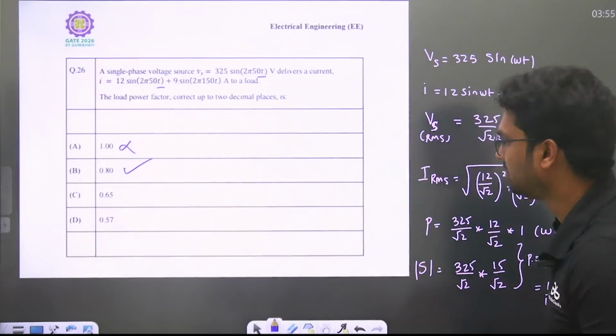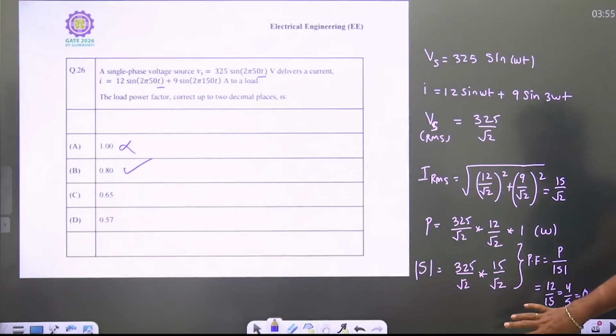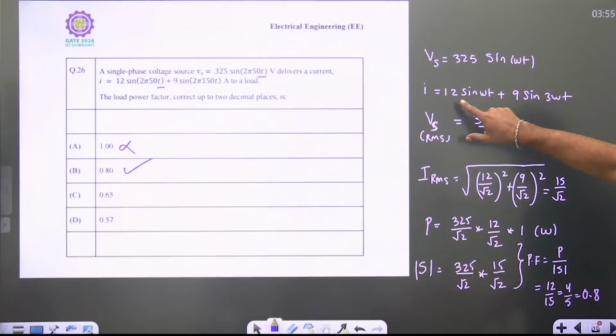Be careful. Okay. Harmonics are given. This is the procedure you need to follow. How I applied the RMS is because omegas are not equal. We can apply the formula: square root of the sum of squares of individual RMS values.